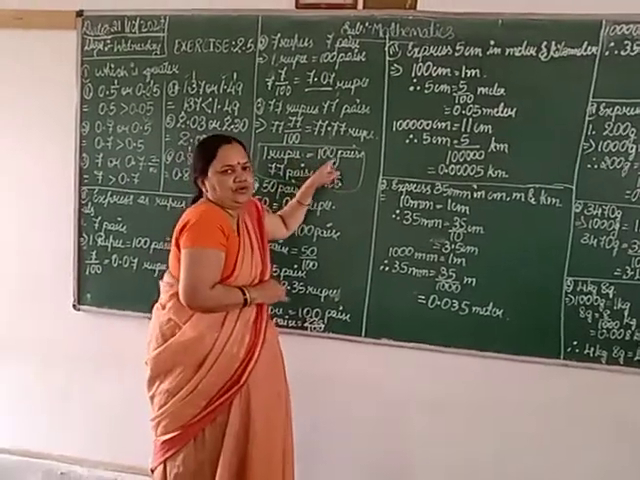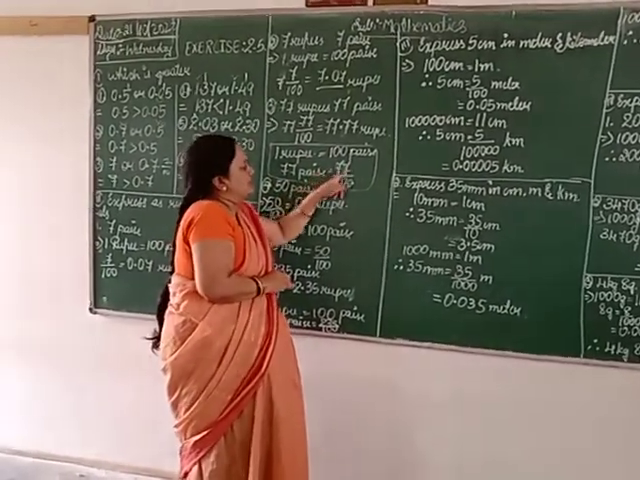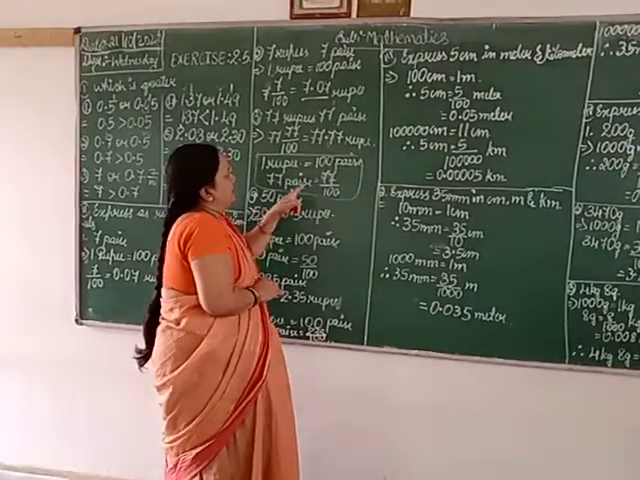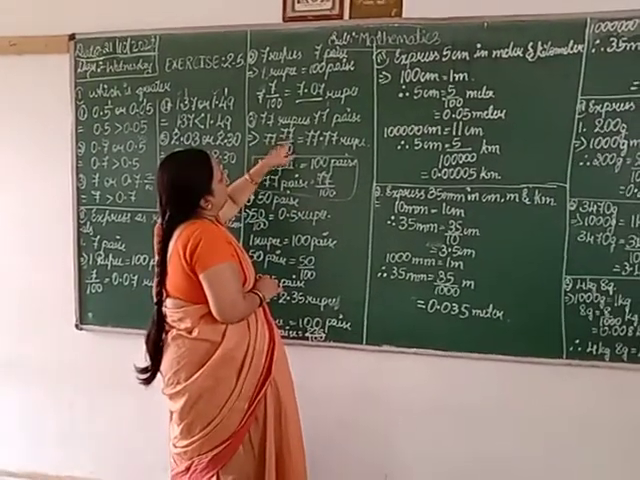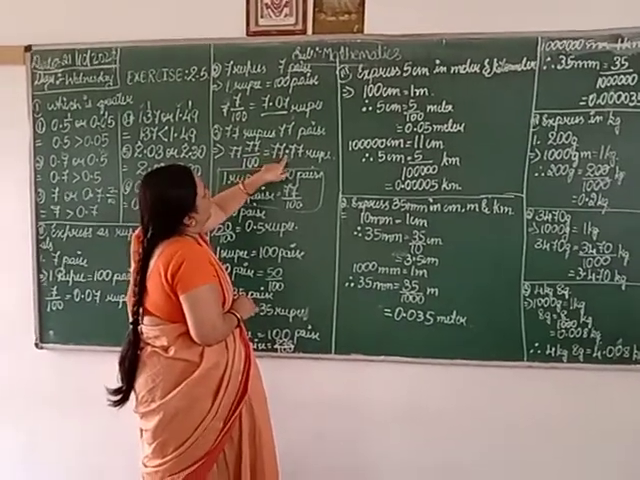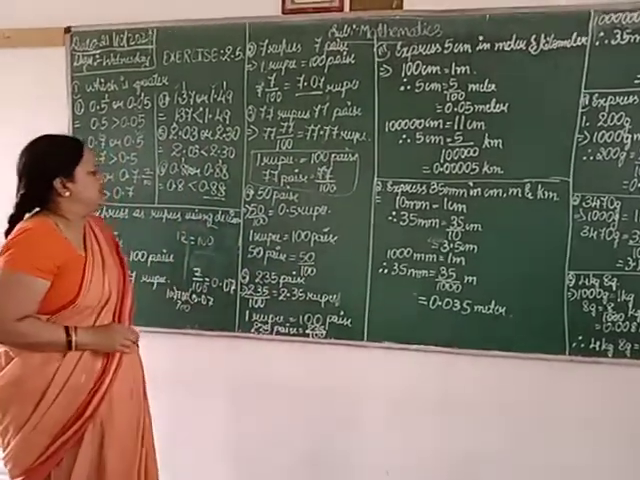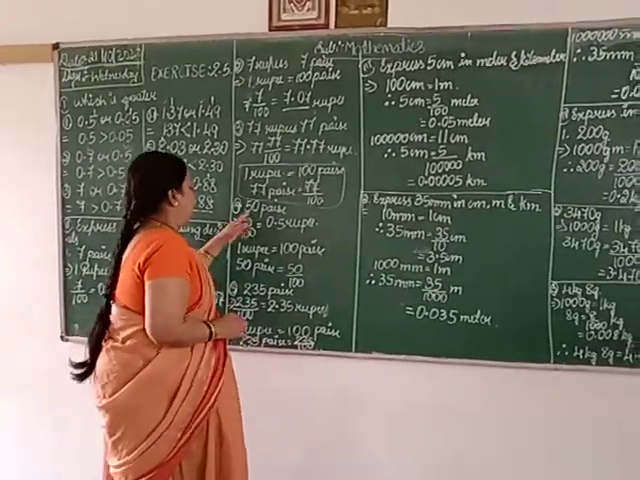1 rupee is equal to 100 paise. Therefore 77 paise is equal to 77 divided by 100. 77 is a whole number, 0.77 rupees. Understood, children? Next, fourth question, 50 paise.